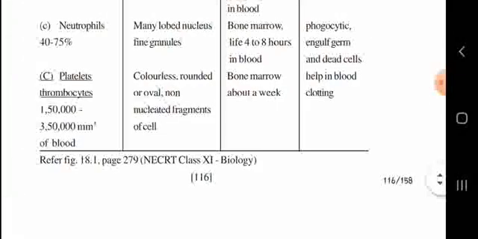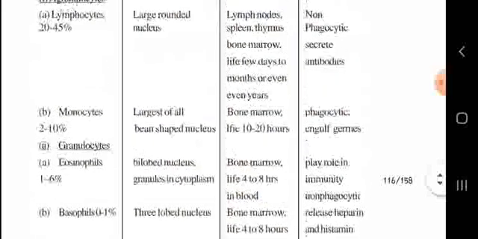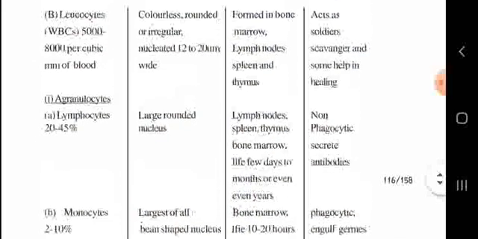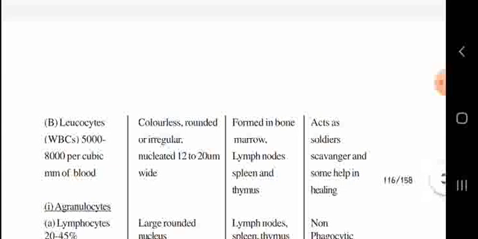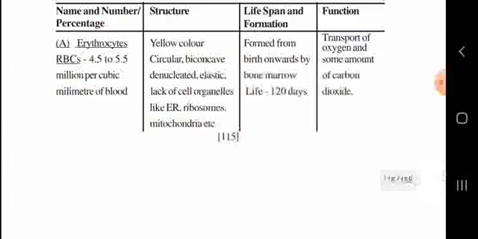So there are two types, that is the granulocytes and agranulocytes, and that is leukocytes and the erythrocytes. So this is the thing you learned.